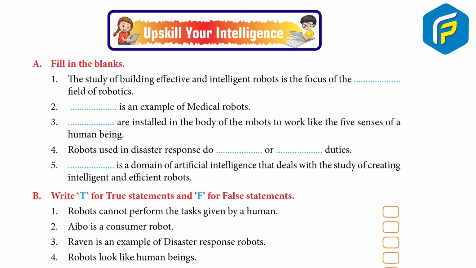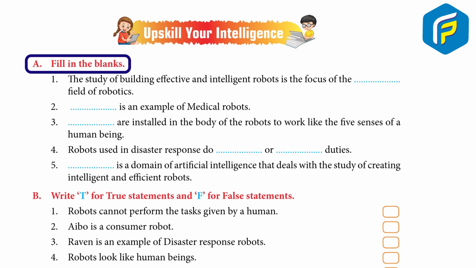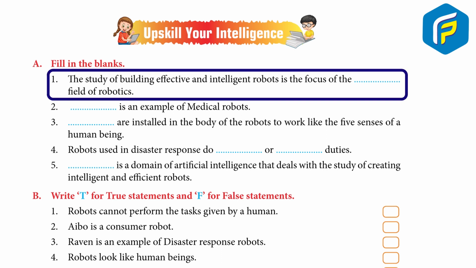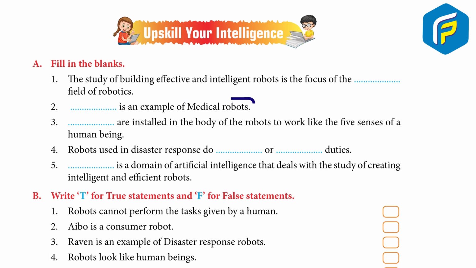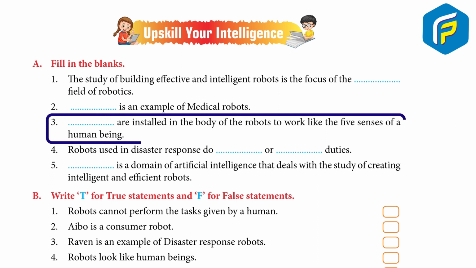Upskill your intelligence. A. Fill in the blanks. 1. The study of building effective and intelligent robots is the focus of the blank field of robotics. Answer: Artificial intelligence. 2. Blank is an example of medical robots. Answer: Bionic prosthesis. 3. Blank are installed in the body of the robots to work like the 5 senses of a human being. Answer: Sensors.